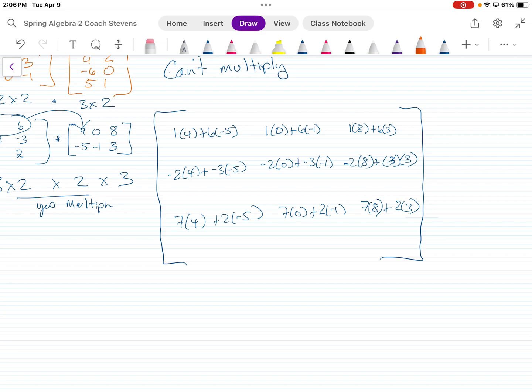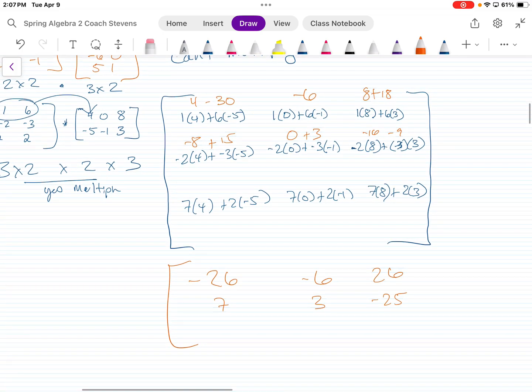All right, let's clean that up a little bit. That's 4 minus 30, so negative 26, negative 6 in the middle, 8 plus 18, which is 26, negative 8 plus 15, which is 7, 0 plus 3, which is 3 in the dead center, negative 16 minus 9 is a negative 25, 28 minus 10, which is 18, negative 2 in the middle, and then 56 plus 6, which would be 62.